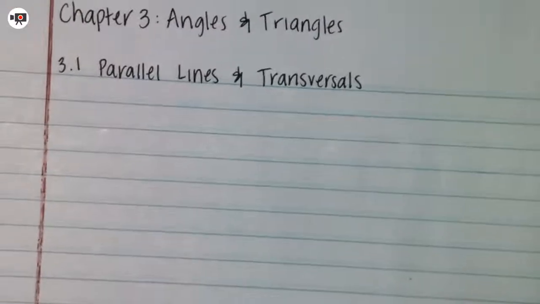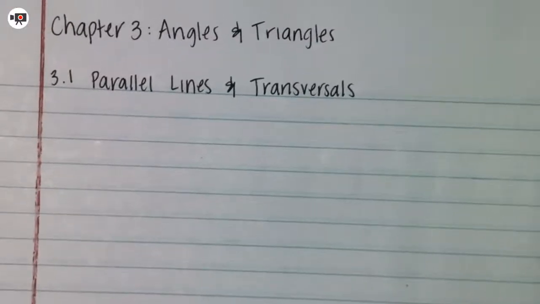We are starting Chapter 3, which is all about angles and triangles. Today is 3.1, which is about parallel lines and transversals. So let's start by defining parallel lines.